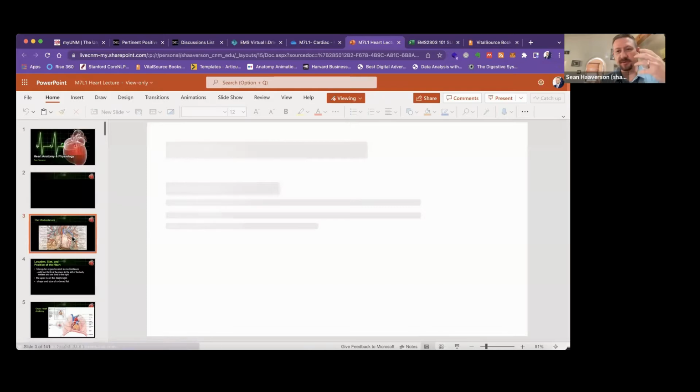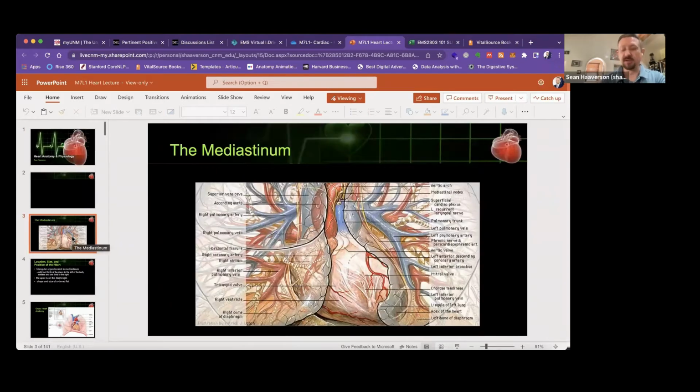Okay, so bear with me. This is a little bit of a lecture, but it's more orientation. So I'm definitely not lecturing on this again. Okay, so this is a picture of the mediastinum and all the things that are inside the chest, but most of the things that are inside the chest around the heart.